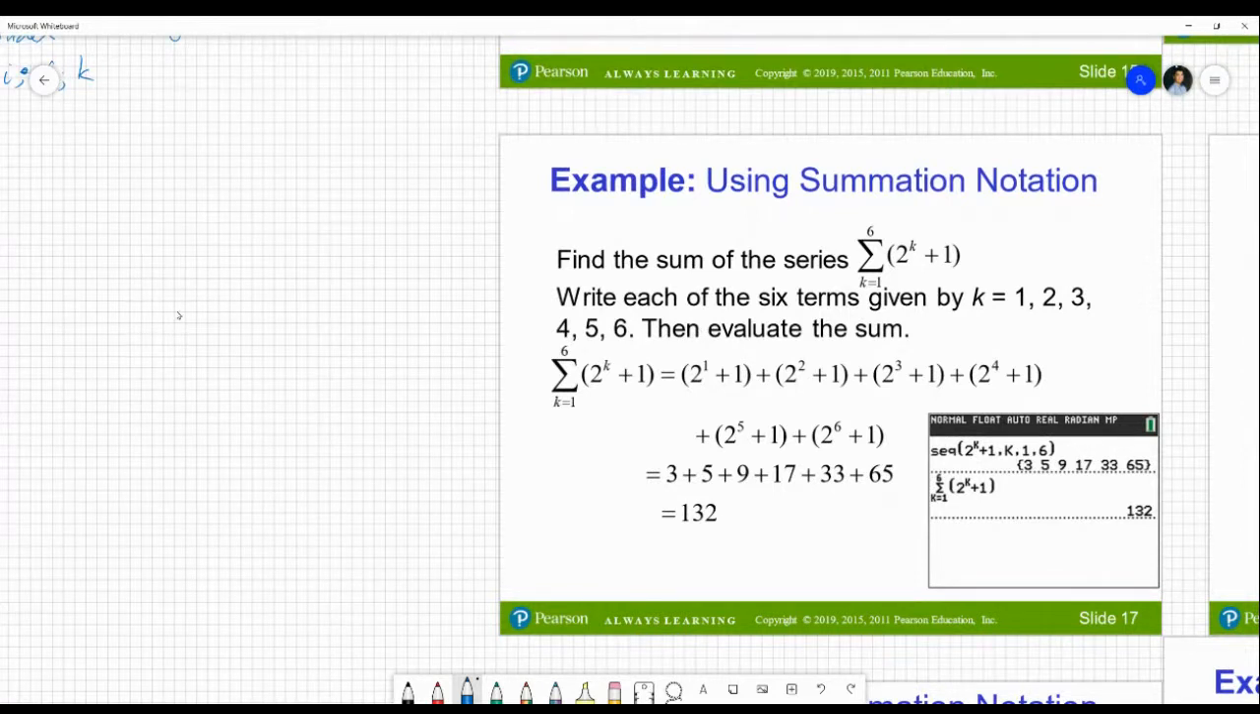Okay, so find the sum of the series. So let's see, we have summation from k equals 1 to 6 of 2 to the k plus 1. So notice that whatever your index is, you have to use the same variable here. Because if you have k here and let's say you have i here, then this i is now a constant. It is not an index.